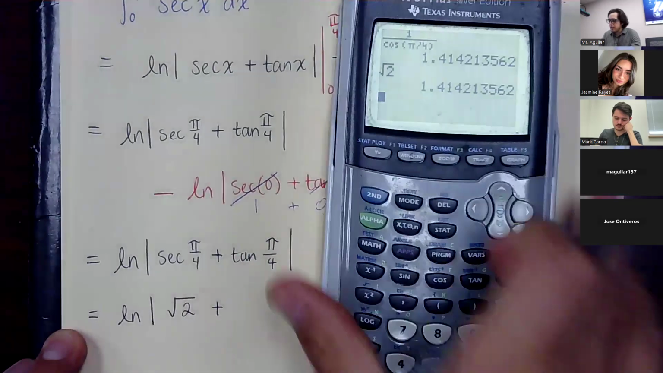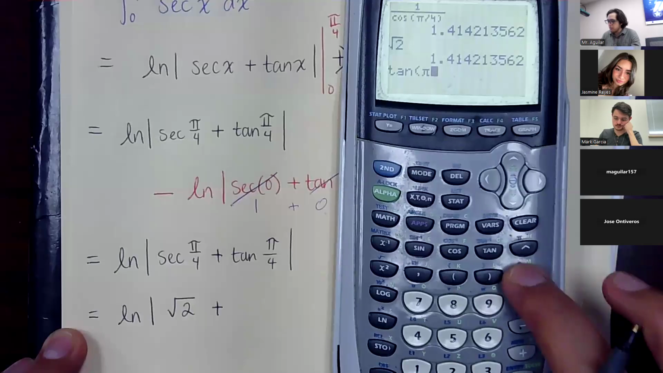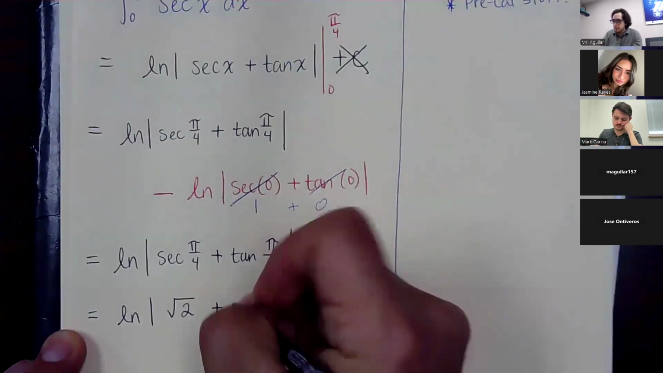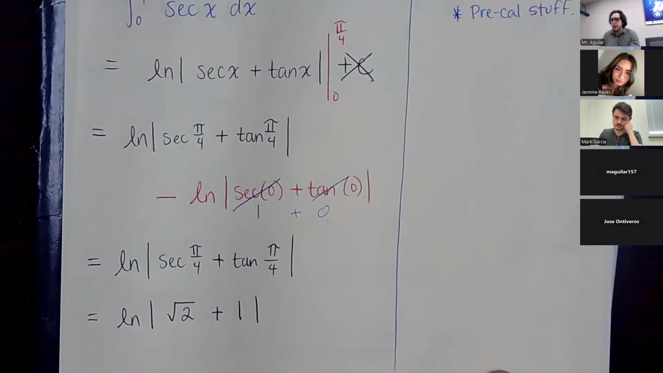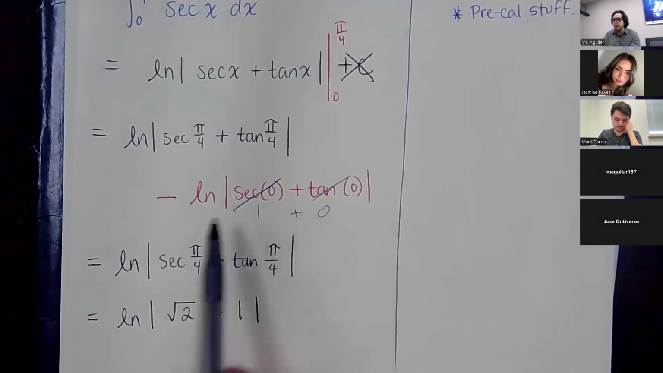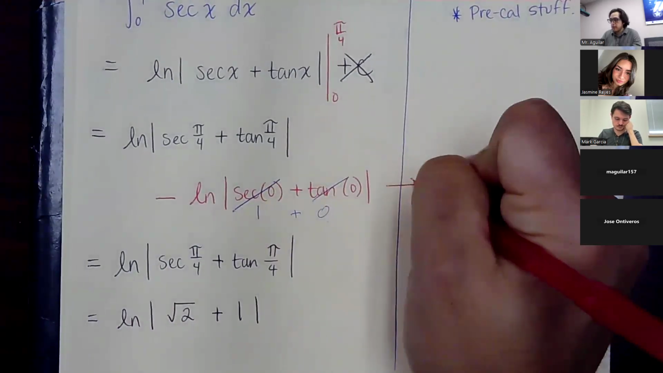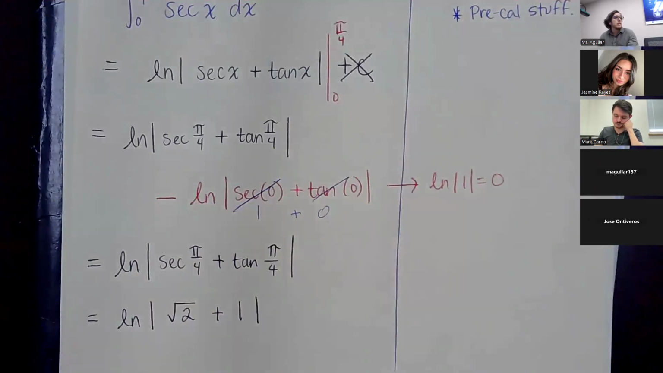Plus tangent of pi over 4 is 1. Okay. And remember, this other natural log that we had over here ended up being the natural log of 1, which was 0, and that's why we're just ignoring it. Okay, it dropped out. All we have is this left over.